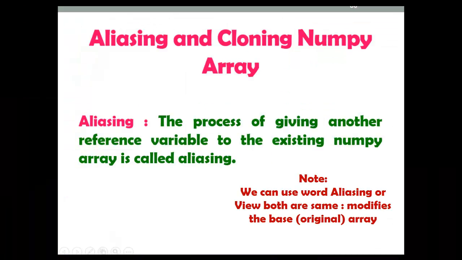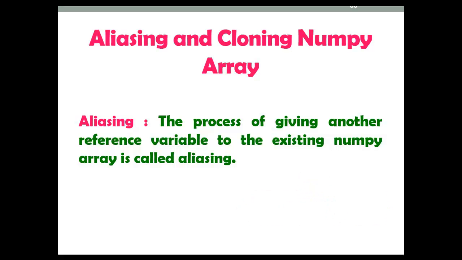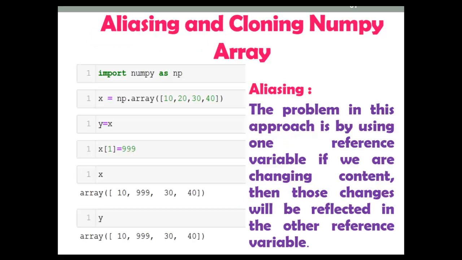Hello coders. In this video, I am going to explain aliasing and cloning of NumPy arrays. Now what do you mean by aliasing? The process of giving another reference variable to the existing NumPy array is called aliasing. The problem in this approach is that by using one reference variable, if we change the content, those changes will be reflected in the other reference variable as well, that you can see on the left side.